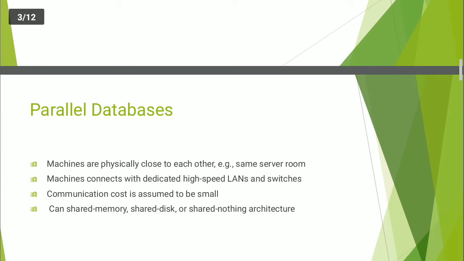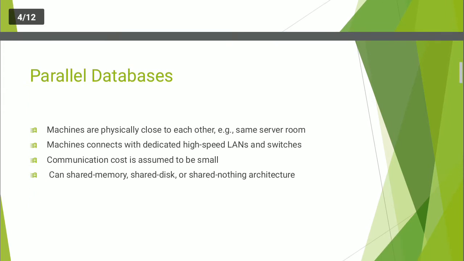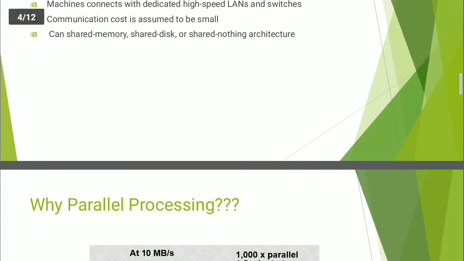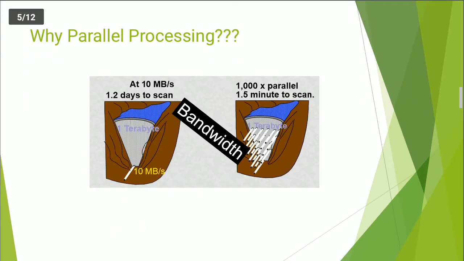Now we will see what parallel databases are. Machines are physically close to each other, for example, in the same server mode. Machines are connected with high-speed dedicated LANs and switches. Communication cost is assumed to be small in parallel databases. The various types of parallel database architectures are shared memory, shared disk, and shared nothing architecture. So basically, why parallel processing?